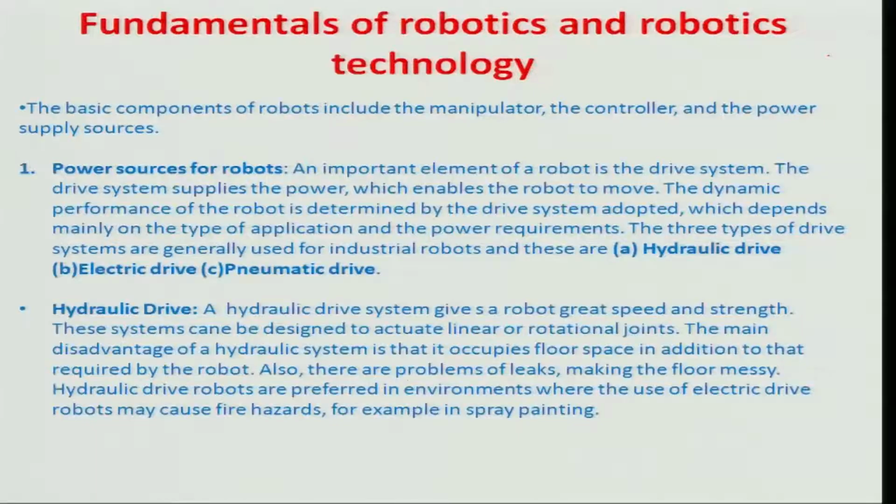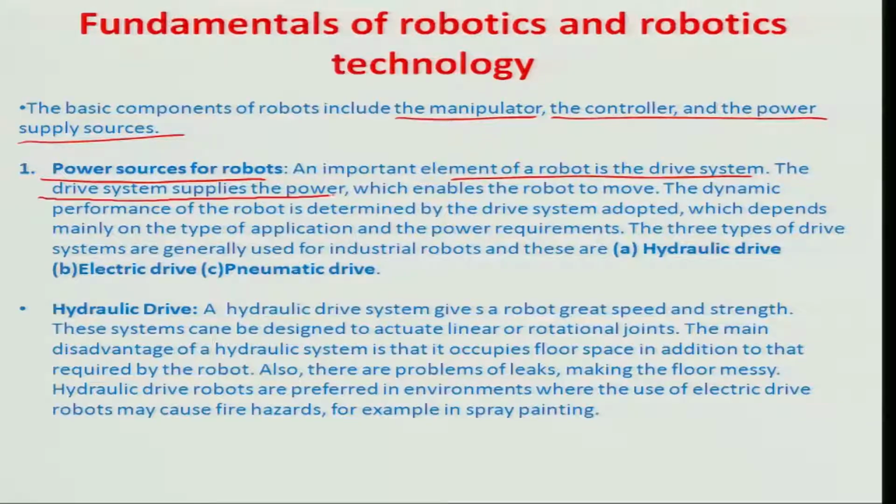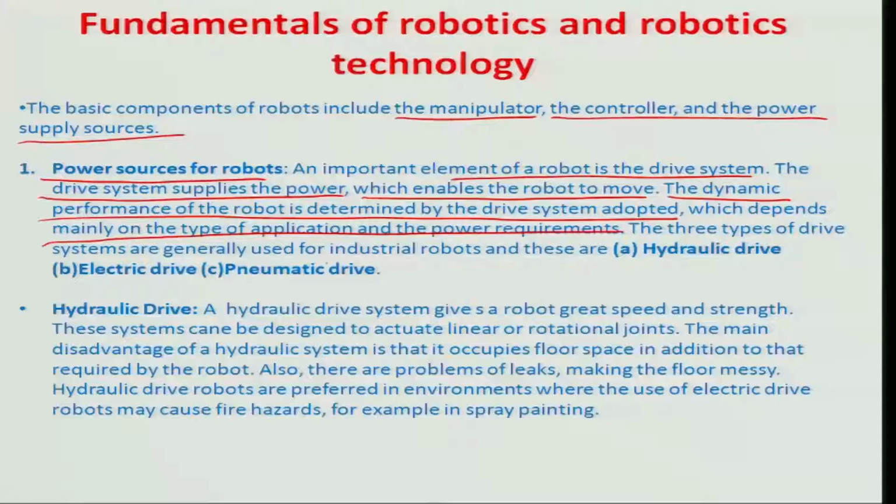Having said that, let us look at the basic components of the robots. They include typically a manipulator, the controller, and the power supply source. These are what is needed. Power sources for robots. So, an important element of the robot is the drive system that the robot has. The drive system supplies the power which enables the robot to move. The dynamic performance of the robot is determined by the drive system adopted, which depends mainly on the type of application and the power requirements. Mainly 3 systems are there which apply the mechanical power to the robots. One is a hydraulic drive system, another is electric, and third is a pneumatic.